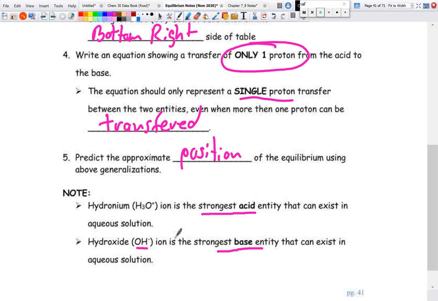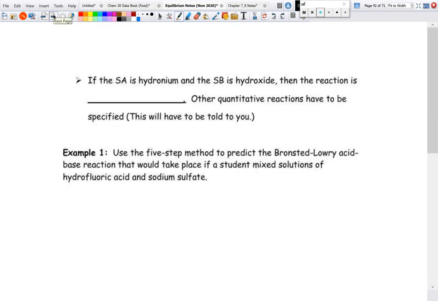So if you see any of those, either hydronium or hydroxide, you can almost label it as a strong acid or strong base right away without actually looking at your table. And then, of course, as previously mentioned, if our strong acid is hydronium and our strong base is hydroxide, the reaction is quantitative, meaning that it goes 100%, so single arrow.